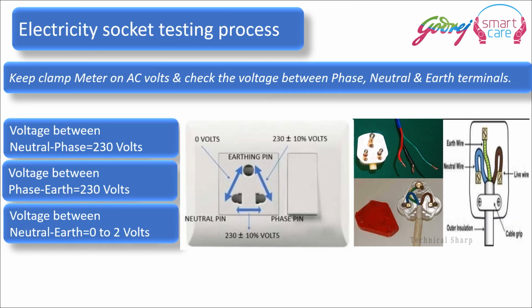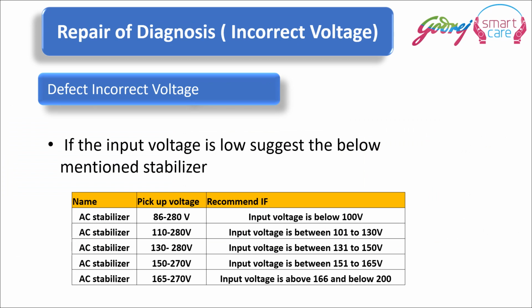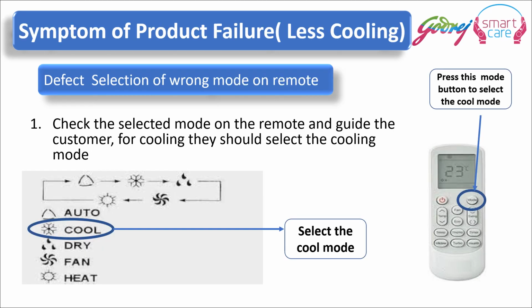Check the electrical socket. The voltage between neutral and phase is 230 volt. Voltage between phase and earth is 230 volt. And the voltage across neutral and earth should be between 0 to 2 volt. If the input voltage is low, suggest the below mentioned stabilizer to the customer. In case of a defect due to selection of the wrong mode on the remote, we have to check the selected mode on the remote and guide the customer for cooling. They should select the cool mode.